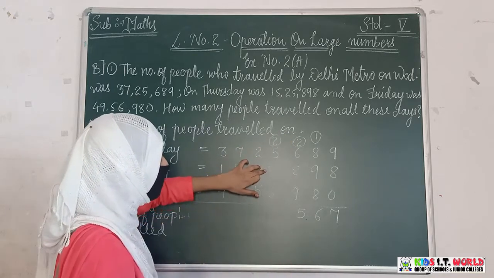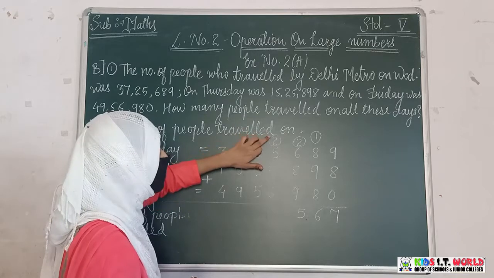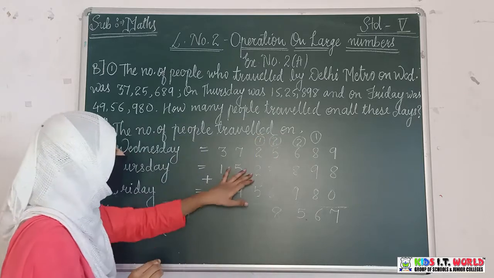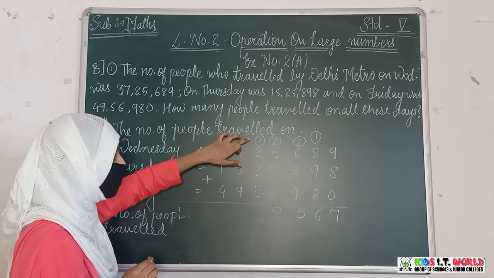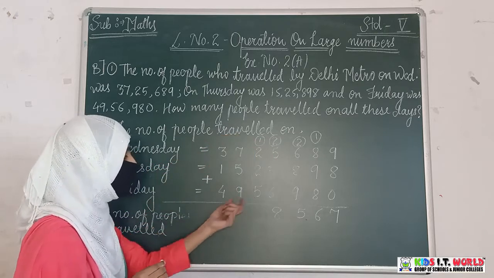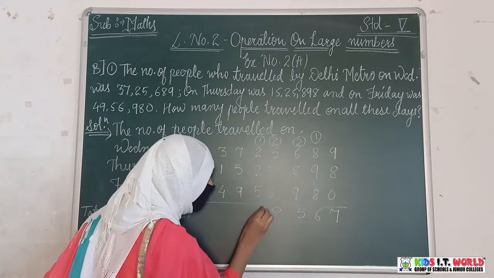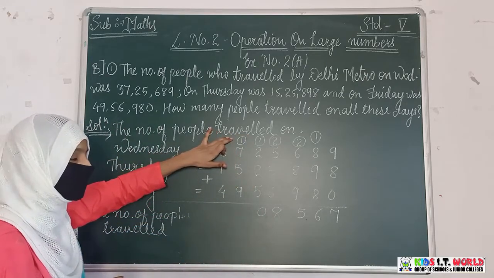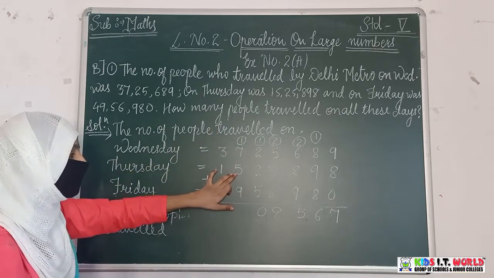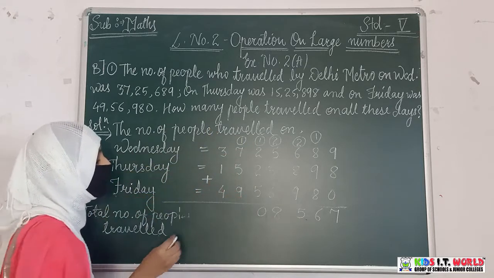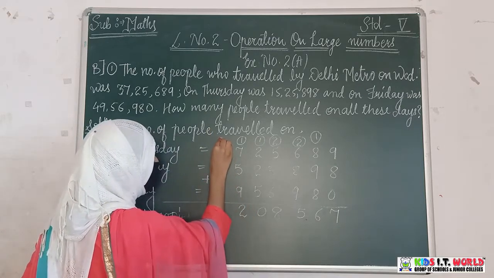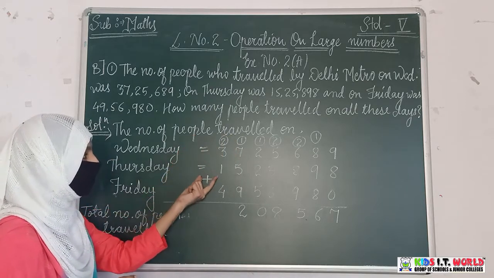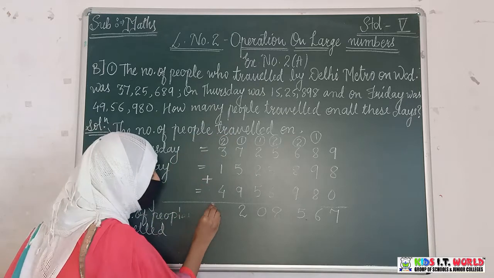Here 5 plus 5, 10. 10 plus 2, 12. 12 plus 6, it is 18. So write down 8 here. 1 will be carry. Next 2 plus 2, it is 4. 4 plus 1, 5. And 5 plus 5, it is 10. So from 10 we will write 0 here and 1 will be carry. Here 7 plus 1, it is 8. 8 plus 5, 13. 13 plus 7, 22. So we will write 2 here and 2 will be carry. 3 plus 2, 5. 5 plus 1, 6. 6 plus 4, it is 10.